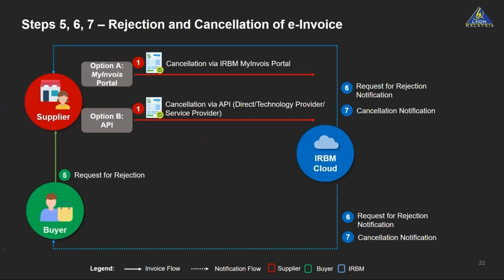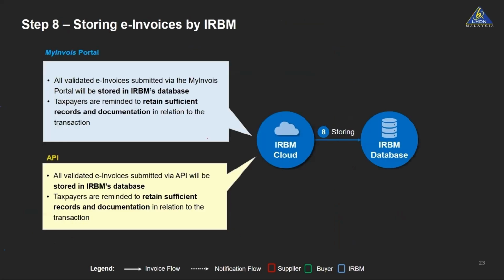If there is no rejection or cancellation within 72 hours, the e-invoice will be deemed correct and automatically accepted. Any adjustment afterward must be made by issuing a new invoice, such as a debit note, credit note, or refund invoice. Step 8 is storing invoices by LHDN. The data of all submitted invoices will be securely stored in the LHDN database. However, taxpayers are advised to maintain adequate records and documentation related to the transaction for future reference.